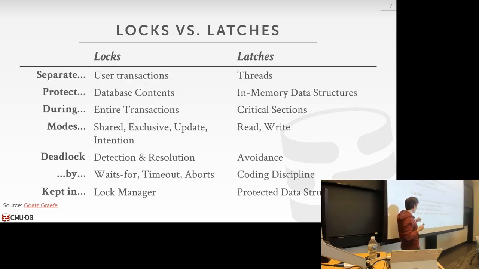So another way to think about this is this great table from that book I recommended a few lectures ago from Goetz Graefe. It has this nice table that lays out, again, the distinction between locks and latches. So for locks, we're going to separate user transactions from each other, and they're going to be protecting the database contents: tuples, tables, things like that. And we're going to hold them for the entire duration of the transaction. There's going to be a bunch of different lock types that we can hold on these objects. Again, we'll cover this in a few more lectures.